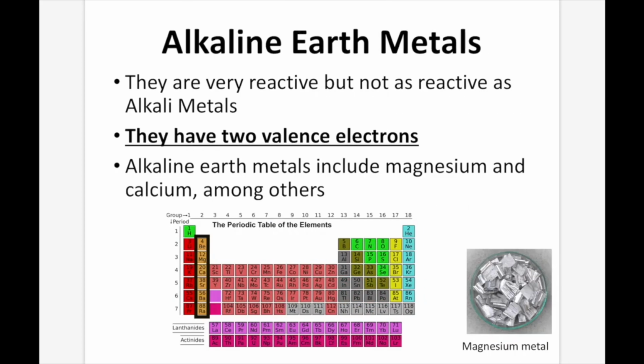Alkaline earth metals. They are very reactive, but not quite as reactive as the alkali metals. They have 2 valence electrons, and they include things like magnesium, calcium, among others. You can see them outlined here.